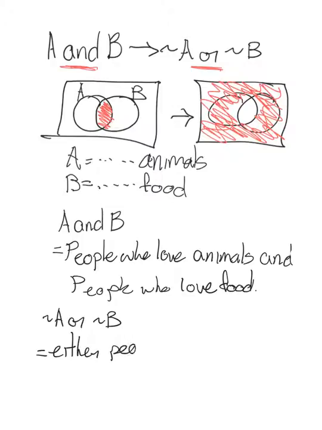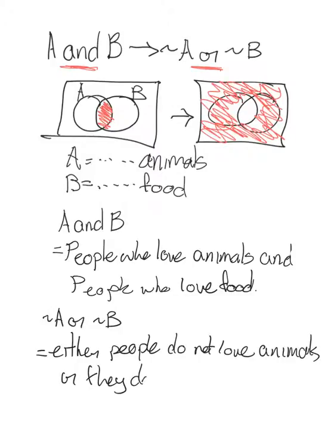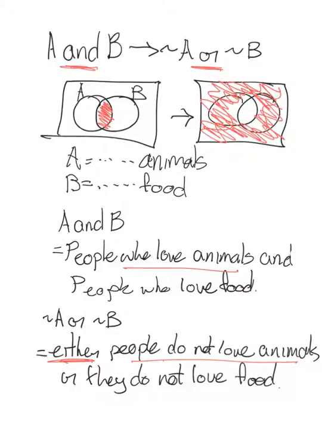either people do not love animals or they do not love food. So as you can see, the key changes from here are the either, when you go from an and to an or. Also, we changed it from people who love animals to people who do not love animals.